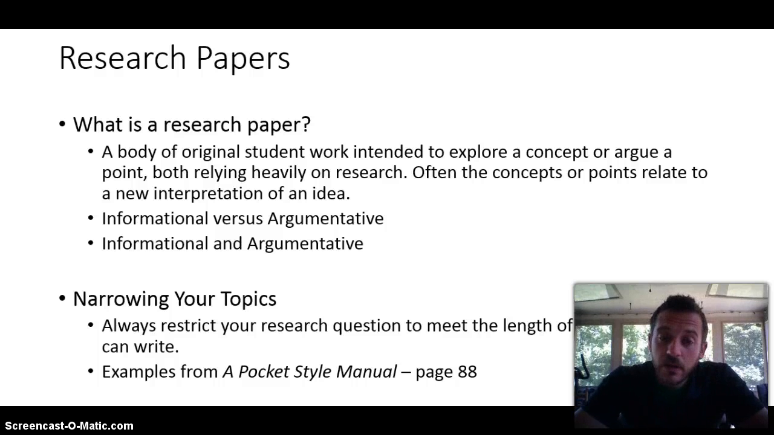In an argumentative research paper, you have to provide the context for that argument. So you have to give us the information to help us understand the issue, the topic, before you argue your point. So all argumentative papers have an informational component to them. But you could just be providing us with information and exploring a concept, exploring your topic. So your paper might be all informational. That's fine. But I want you to know what the difference is, and I want you to really understand what a research paper is.